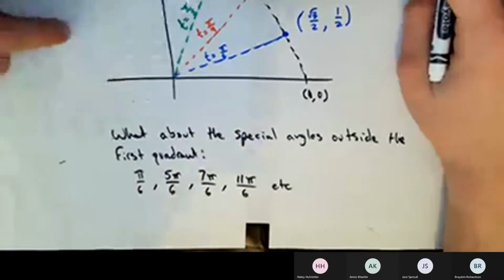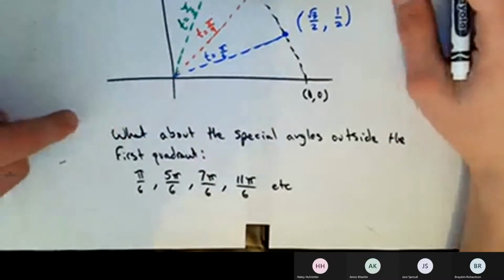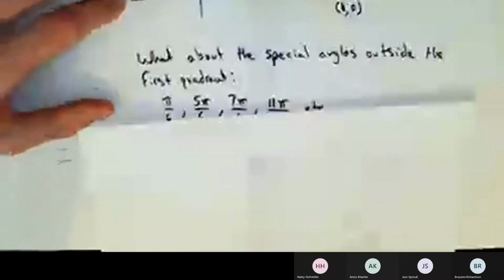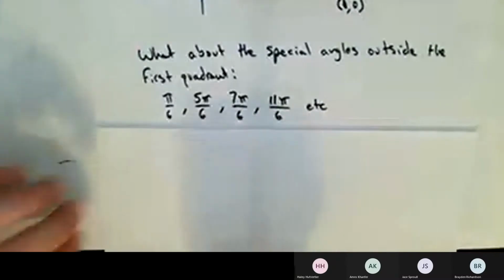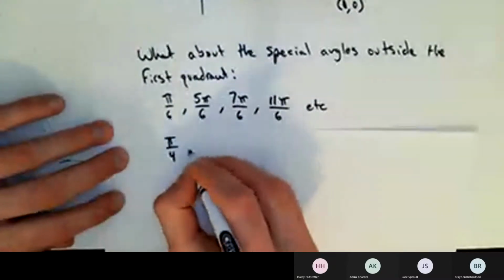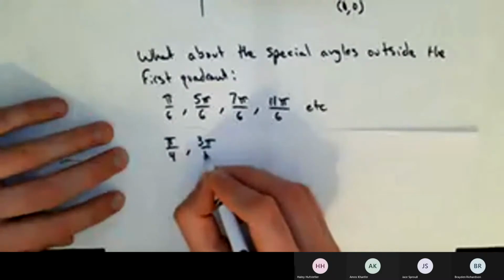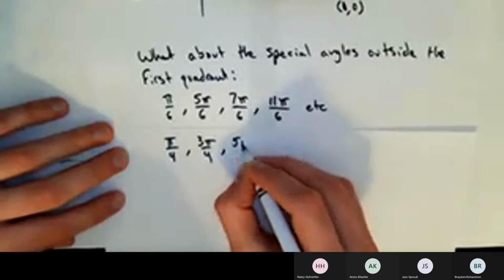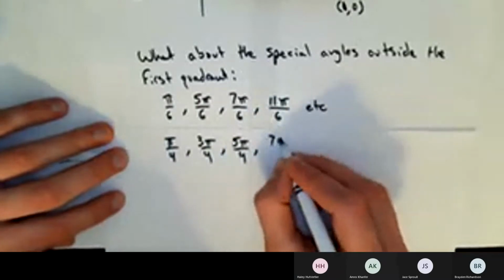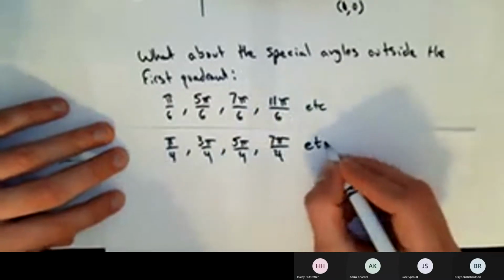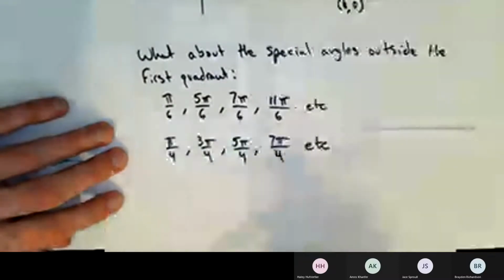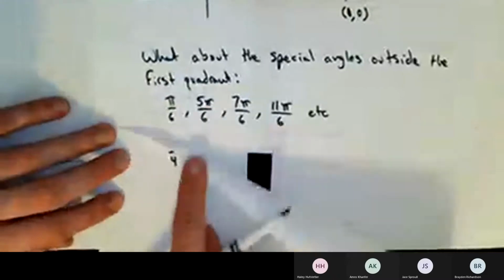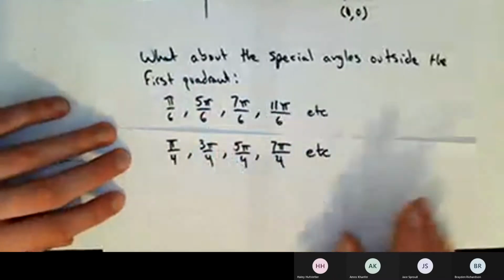5 pi on 6 is over here in the second quadrant. 7 pi on 6 is in the third quadrant, and 11 pi on 6 is in the fourth quadrant. Then you've got the pi on 4s: 3 pi on 4 in the second quadrant, 5 pi on 4 in the third, and then one in the fourth, etc., because you can keep rotating around the circle. This is just the first iteration of each one.